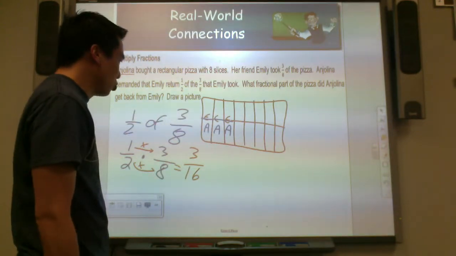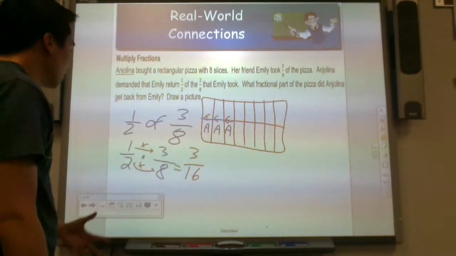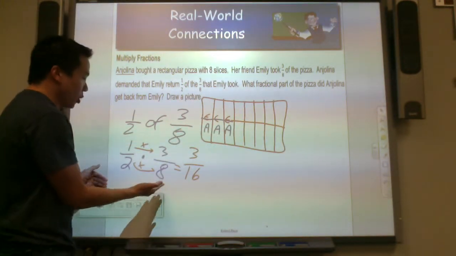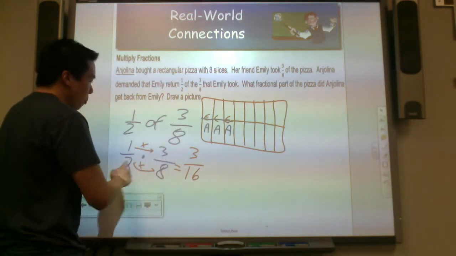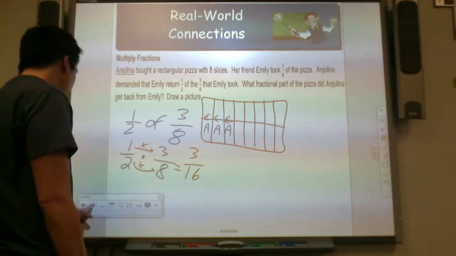from Emily, who stole it from her. So that is the answer. This is how you multiply fractions. You can do it pictorially, but I prefer doing it the procedural way right here, where you multiply the 2 top numbers, multiply the 2 bottom numbers, and sometimes you can simplify the answer.